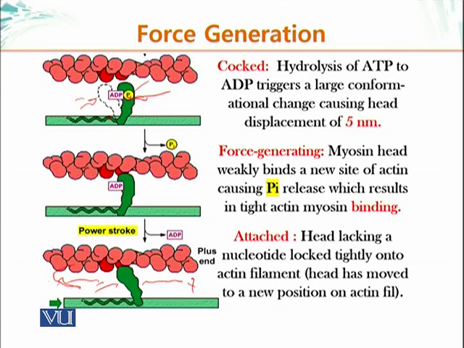This release triggers the power stroke, the force generating change in shape, during which this head has regained its original conformation. In the course of the power stroke, the ADP has been removed from this head. Now I'm going to show you an animation of this process, how myosin head attaches to actin filaments, and how they're able to move the actin filaments. So let's watch this animation.